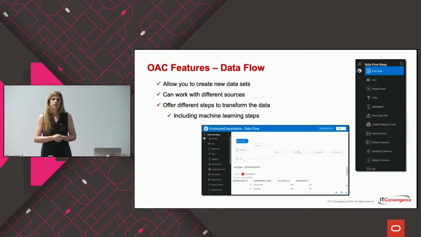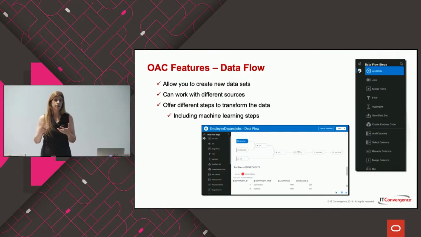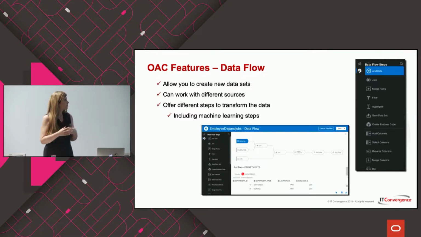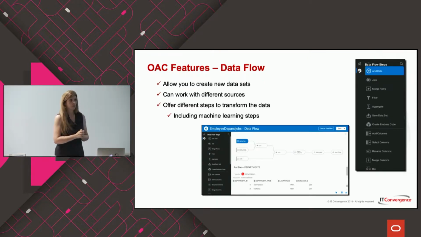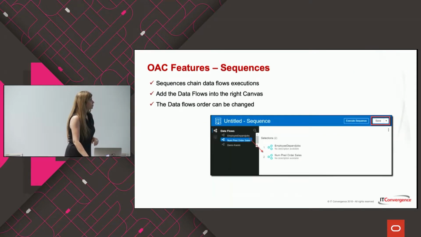Another thing that I have is something called data flow. Data flow is like a mini ETL that allows me to create new data sets based on sources that I have. So I can do some simple transformations, some joins. I can also do some things more related to big data, like, for example, analyze sentiment without entering a line of code, and also include machine learning steps. We're going to see that.